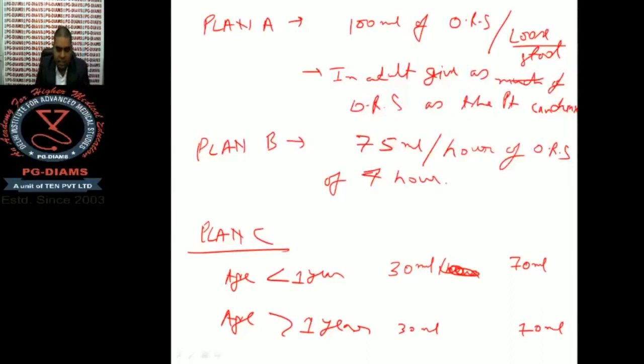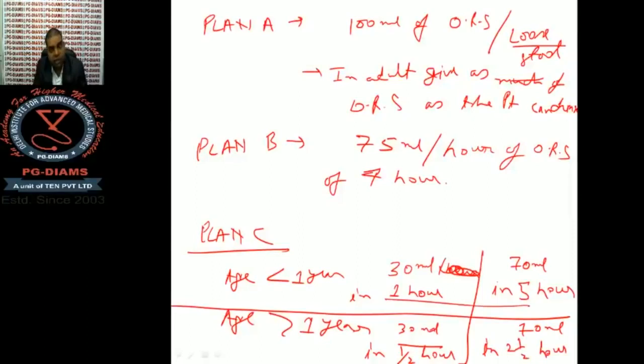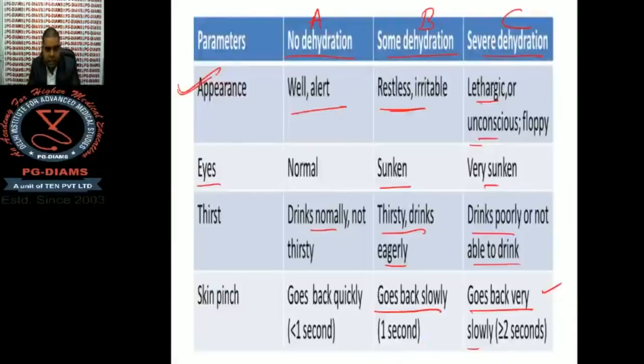The difference is, for less than 1 year you will give 30 ml in 1 hour and 70 ml in 5 hours. If the child is more than 1 year, then you will give 30 ml in half an hour and 70 ml in 2.5 hours. That is, here the total duration is 3 hours. For less than 1 year, you give fluid slowly, that's why you take 6 hours. But if the child is more than 1 year, you can give fluid rapidly, and hence you take only 3 hours.